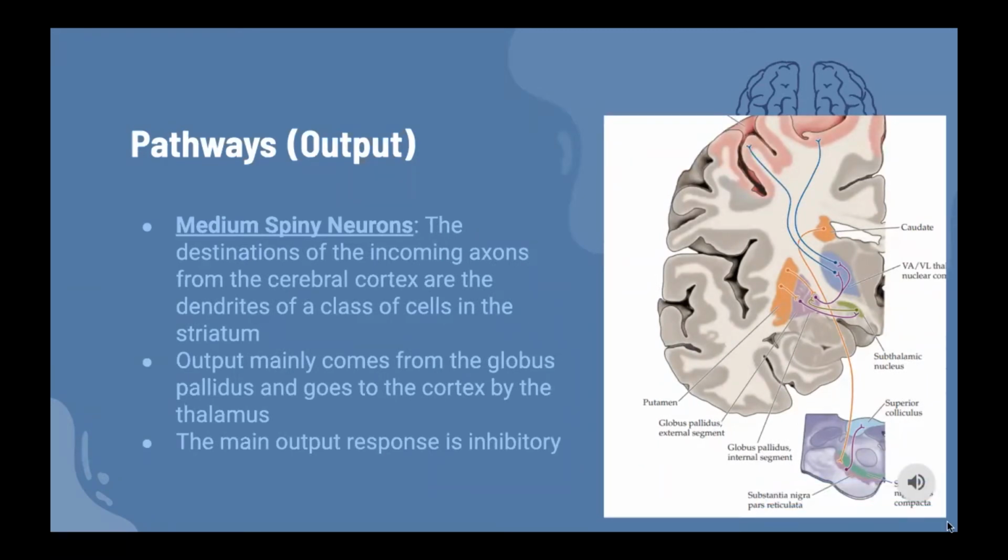The destinations of incoming axons from the cerebral cortex are the dendrites of a class of cells in the striatum, called medium spiny neurons. The large dendritic trees of these neurons allow them to collect and integrate input from a variety of cortical, thalamic, and brainstem structures.